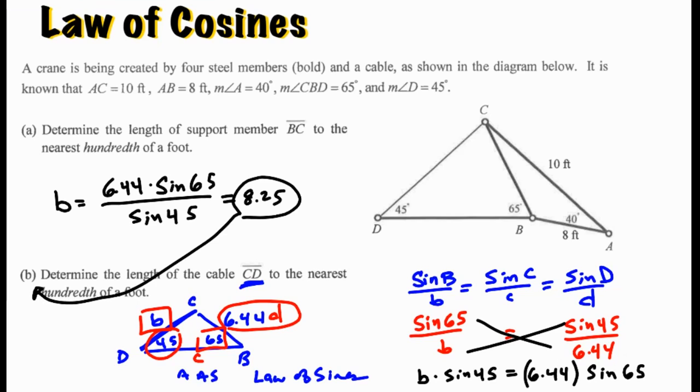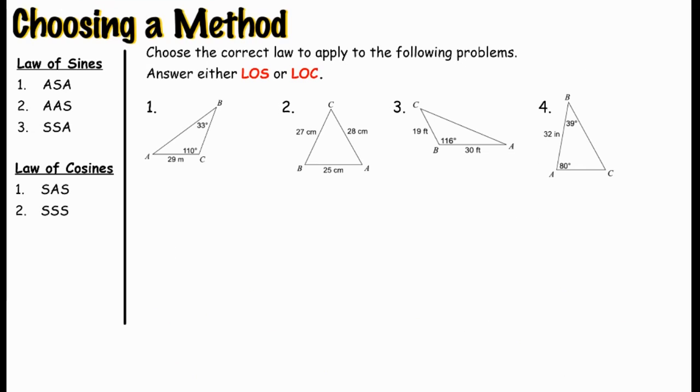So this was a two-part problem. The first triangle used law of cosines. The second triangle used law of sines. And in this last frame, we're just looking at identifying which method do we use based on the information given. And just as a recap, we see that law of sines is used if we have an ASA and AAS or an SSA relationship, and law of cosines is used if we have an SAS or an SSS relationship.